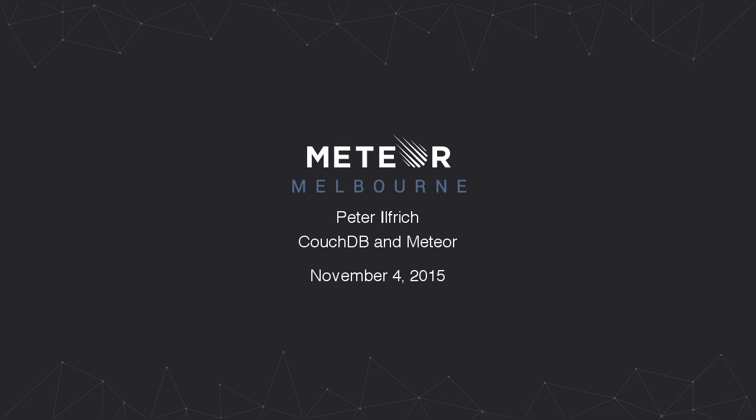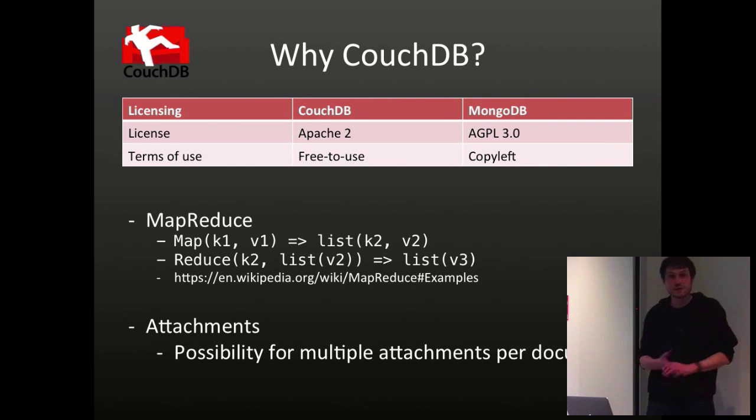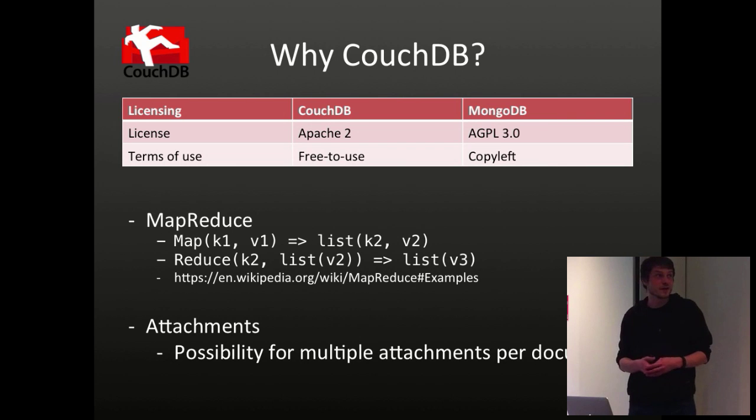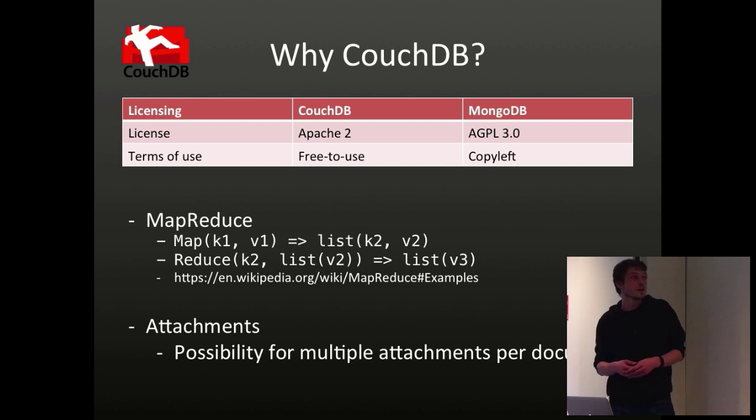So yeah, the first big difference is the licensing. CouchDB runs on the Apache 2 license, which is completely free to use, whereas MongoDB runs under the GPL 3 license, which is pretty much still free, but there are some issues, especially for enterprises who want to use that, because the terms of use basically include a copyleft.